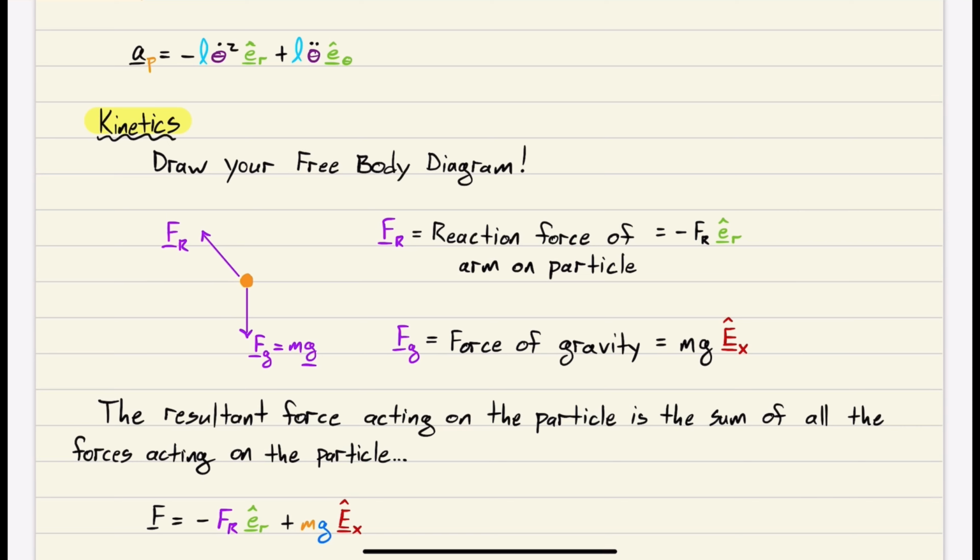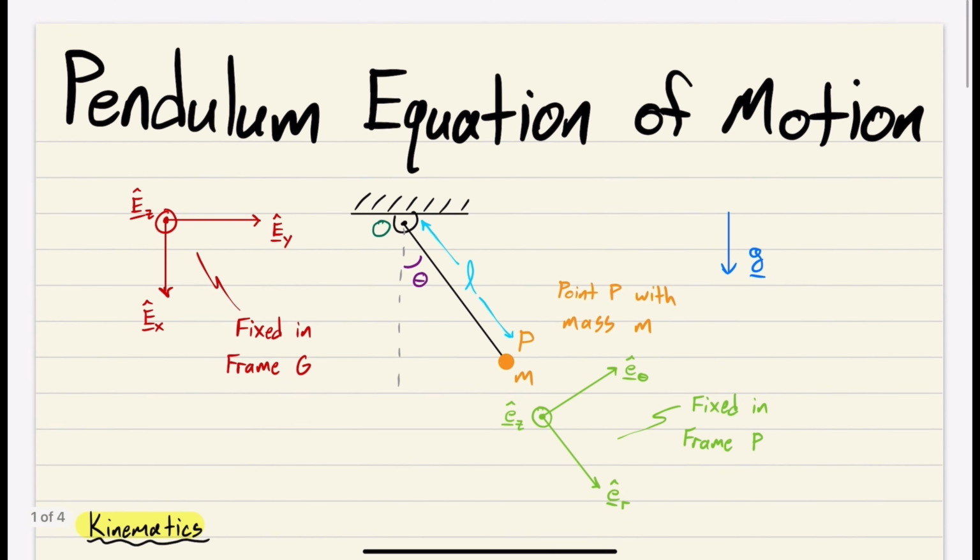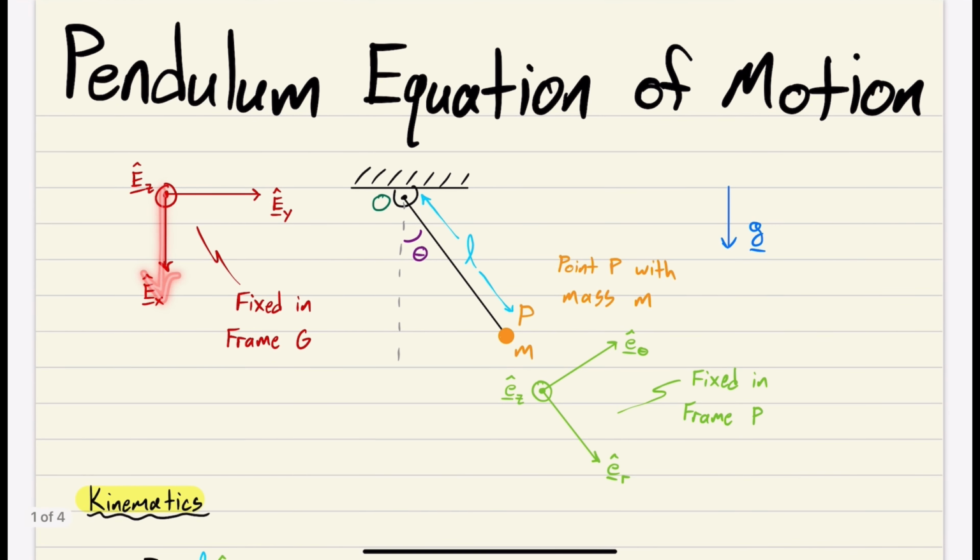For a 2D example, this is our free body diagram for a particle, where there's a force acting in the negative ER direction, and that is the reaction force of the arm on the particle. That keeps the particle from flying away off to infinity. And then we also have the force of gravity, which just acts purely in the EX direction. Gravity is acting in the EX direction.